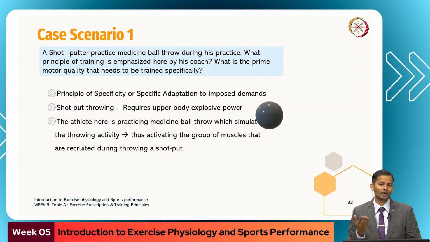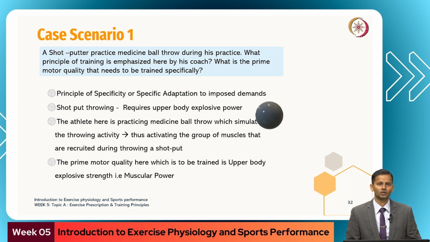So the athlete here is practicing medicine ball throw, which simulates the throwing activity, thereby activating the same specific group of muscle, and also performing the same type of activity within the specified duration, so activating the same kind of energy system as well. The prime motor quality here which the athlete should be trained for is upper body explosive strength, that is the muscular power that needs to be focused here.